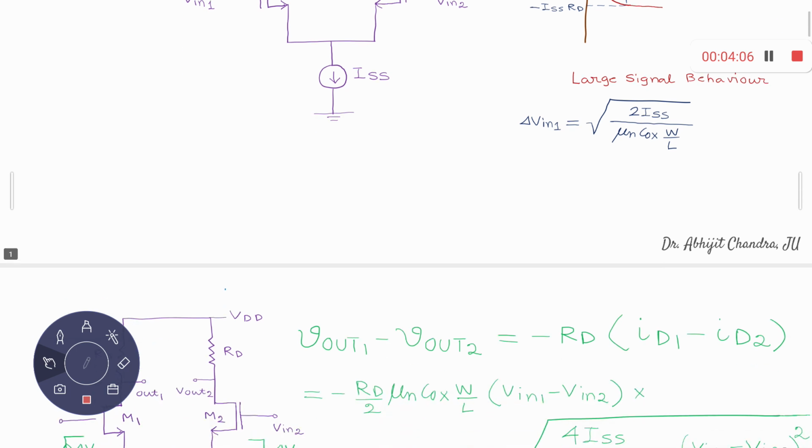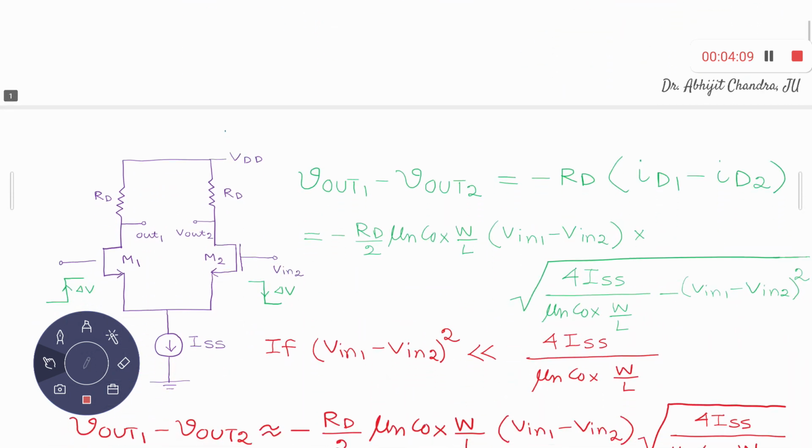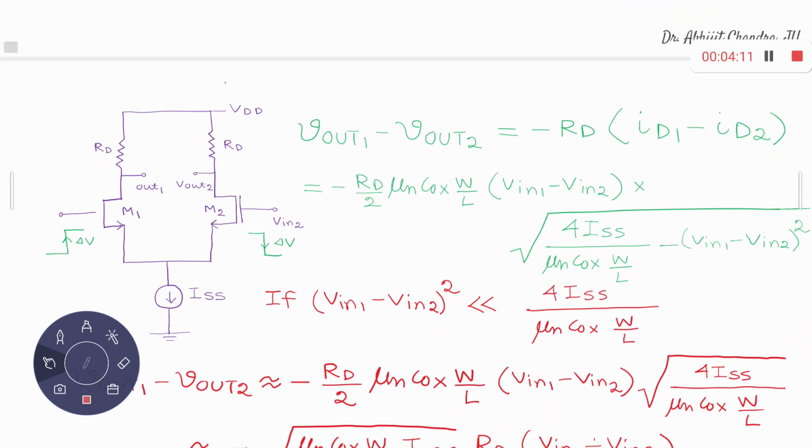So today we will start with this particular diagram. What we are doing here is that suppose M1 and M2 have some DC voltage and they experience some equal and opposite excursion over here, plus delta V and minus delta V, because we understand that the input of these two MOS must expect some differential kind of signal.